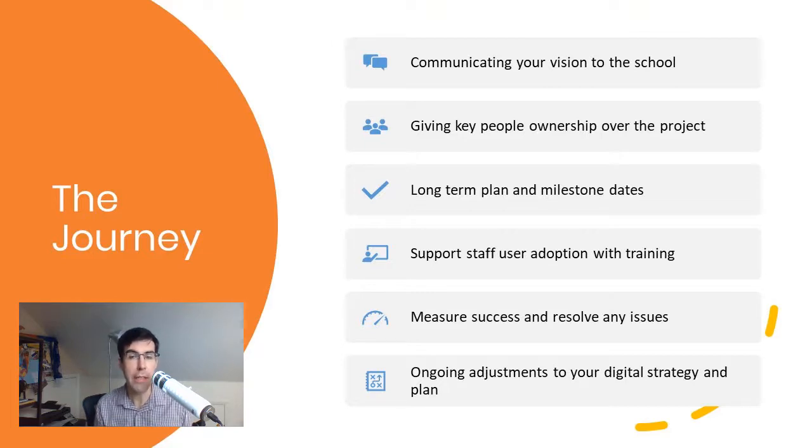So the first thing you want to do is make sure that you communicate that vision to the school so they know exactly what's coming, they know exactly where you're going and what your long-term plan is. But it's also important to not overwhelm teachers and staff by expecting these changes instantly, and actually give them some time to move over to these new ways of working.